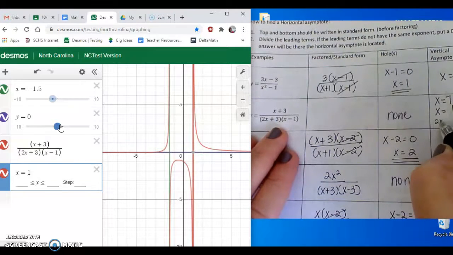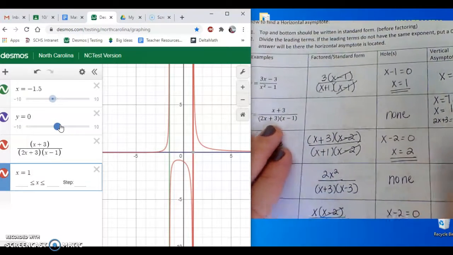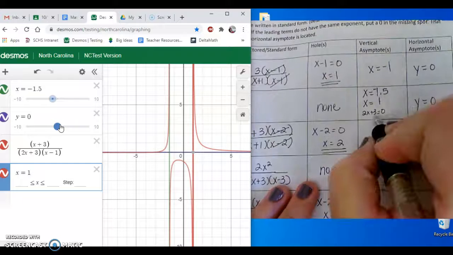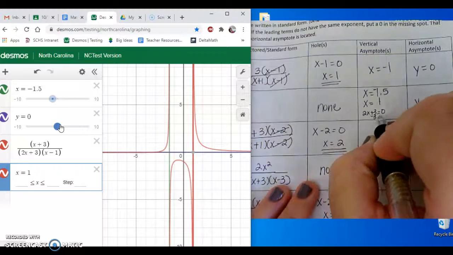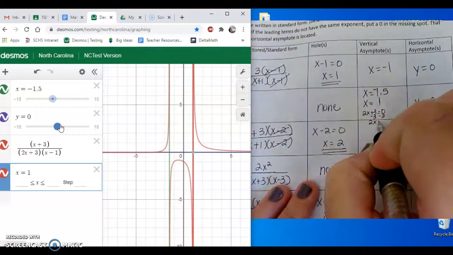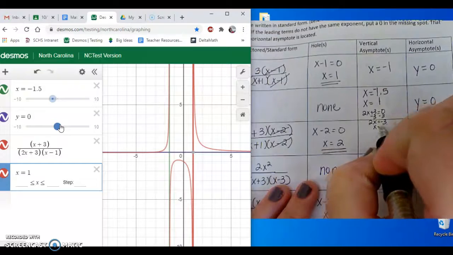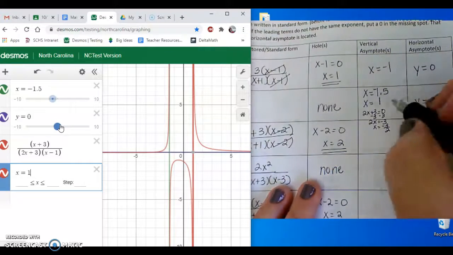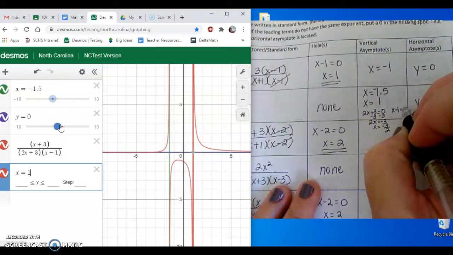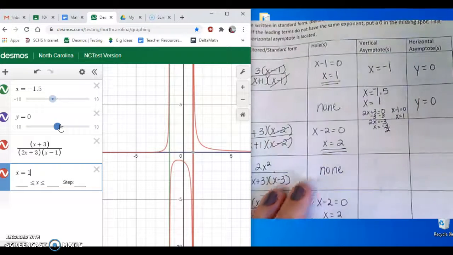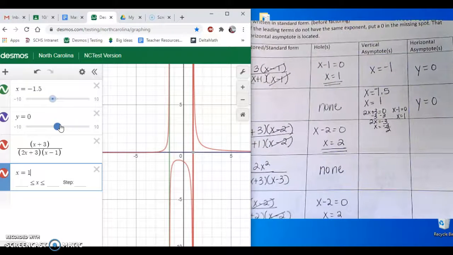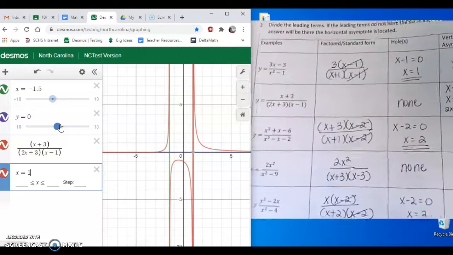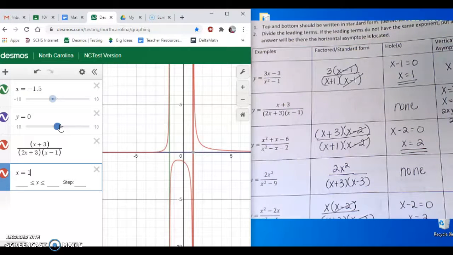Like if you take 2x plus 3 and put it equal to 0, subtract 3, and then divide by 2, you get negative 3/2. That's that negative 1.5. So if you would rather just set them equal to 0 and solve, you can. Or you can just graph it and look at it. Okay, let's look at the next one.